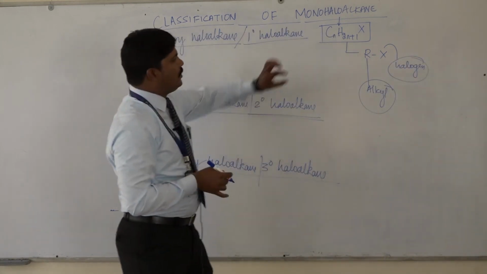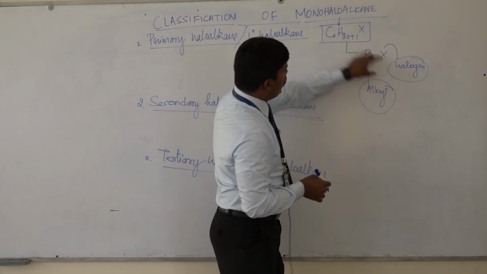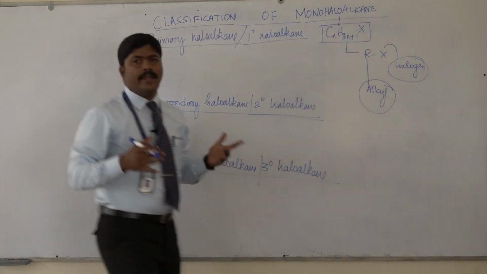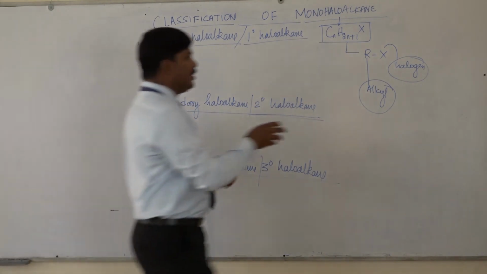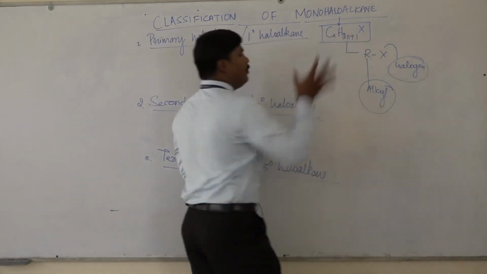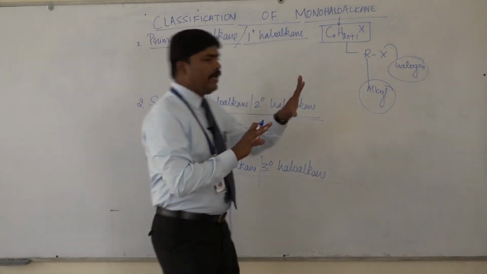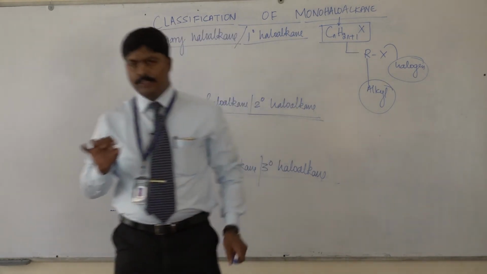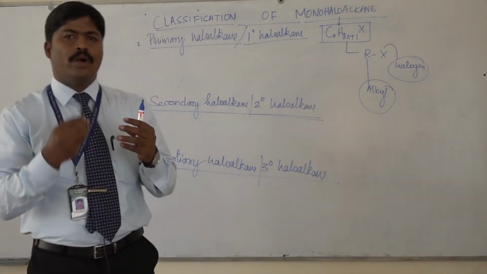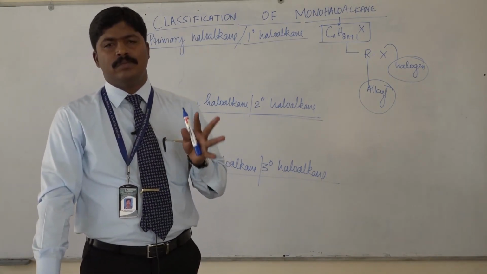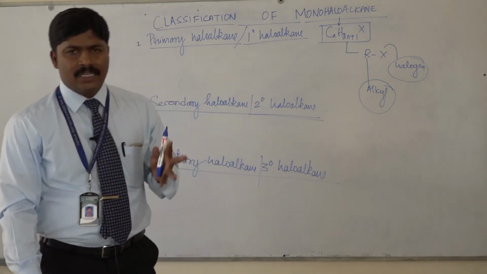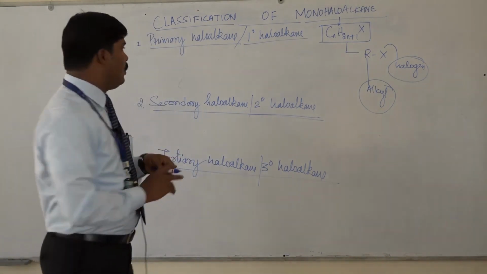So, what is R here? R can be methyl, ethyl, propyl, butyl, etc. But now we are trying to find out where exactly the halogen is bonded to the molecule. Remember, there will be only one halogen in the whole molecule. Our focus is which carbon the halogen atom is bonded with: the primary carbon, secondary or tertiary.